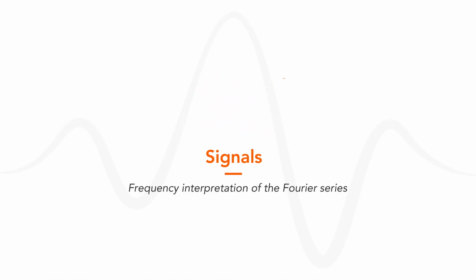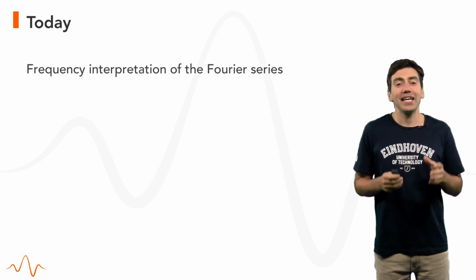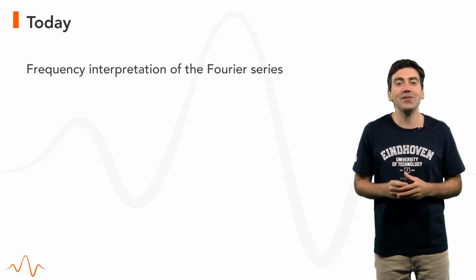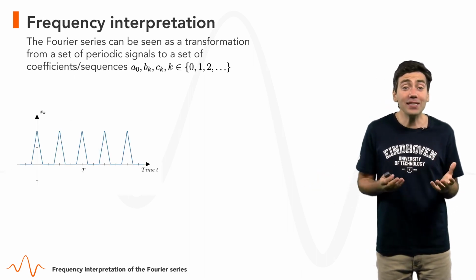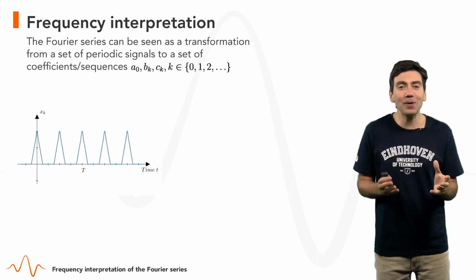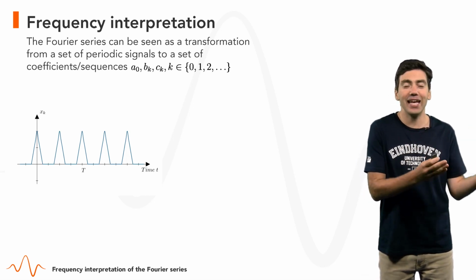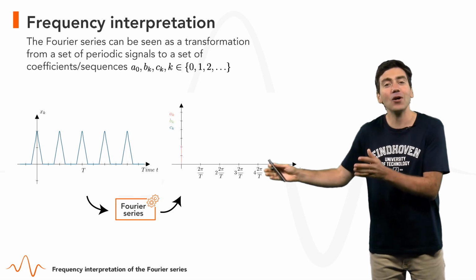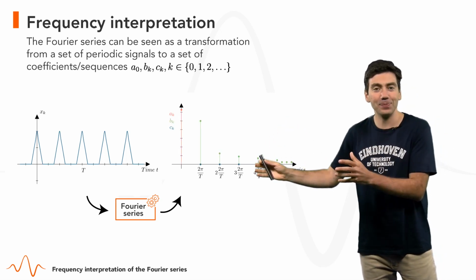Picking up good vibrations. In this short video, we will talk about the frequency interpretation of the Fourier series and we'll outline what will follow. Now, the Fourier series can be seen as a transformation between a very broad class of periodic signals and an infinite set of coefficients, A0, Bk's, and Ck's.